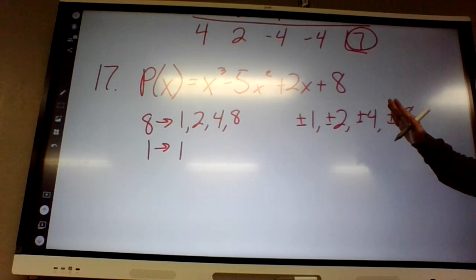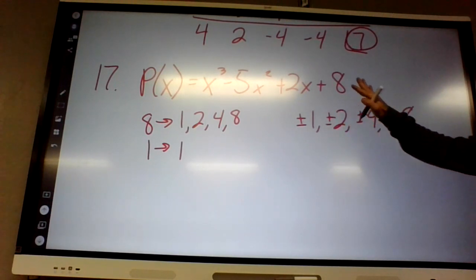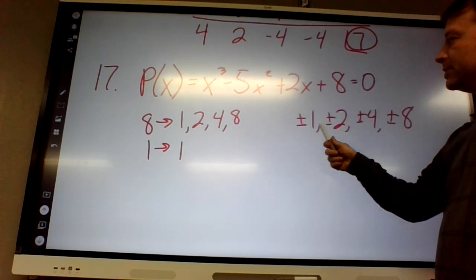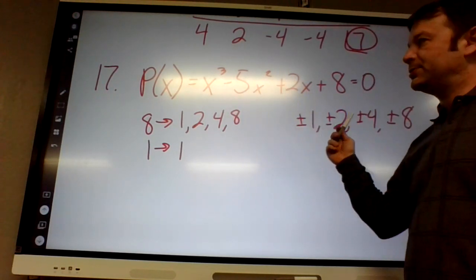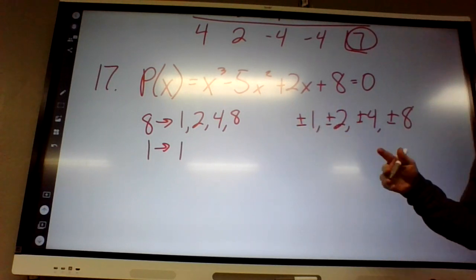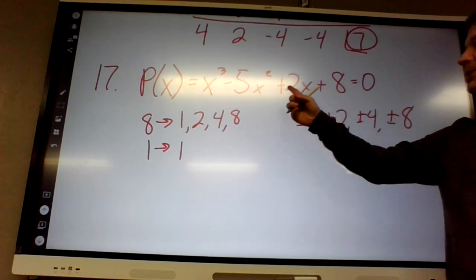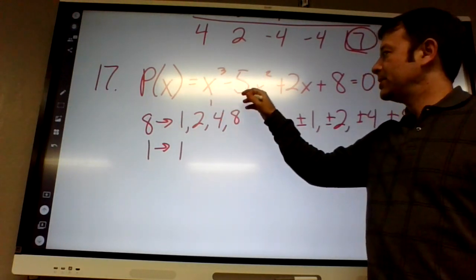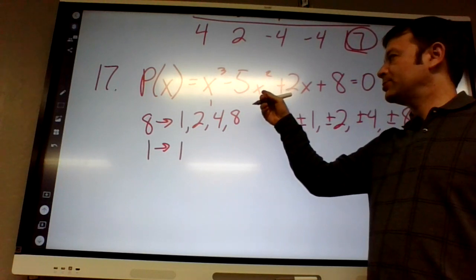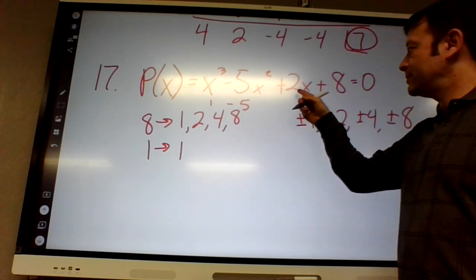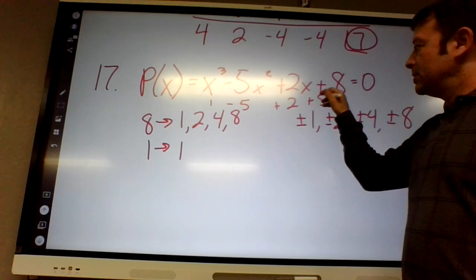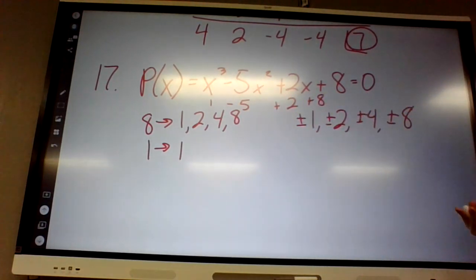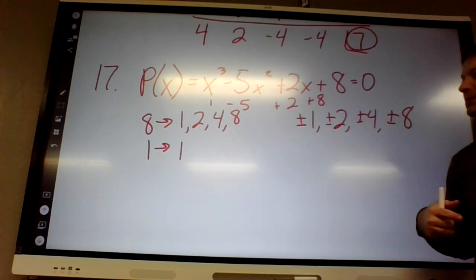So the second question is, are these zeros of this function? In other words, do they make this function equal 0? So you can plug it in normally, or you can use synthetic. Eventually we're going to need to use synthetic. But if I plug in 1, that's kind of easy actually. 1 cubed is 1 minus x squared, 1 squared is 1, so this should just be minus 5. 2 times 1 is 2. So 1 minus 5 plus 2 plus 8, is that equal to 0? No. So 1 is not a zero of the function.